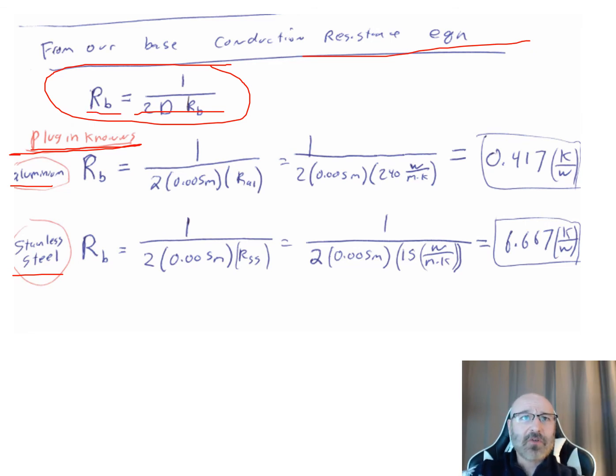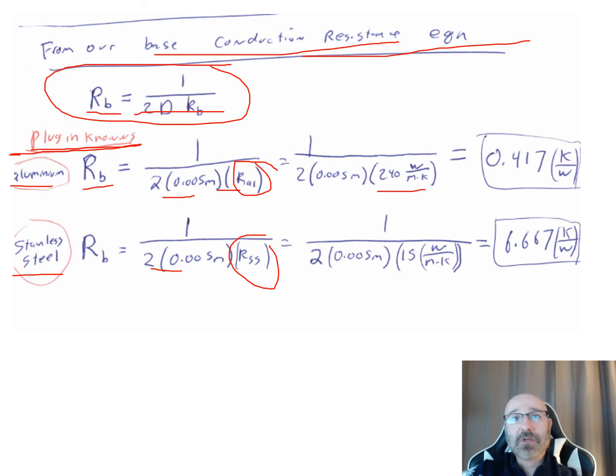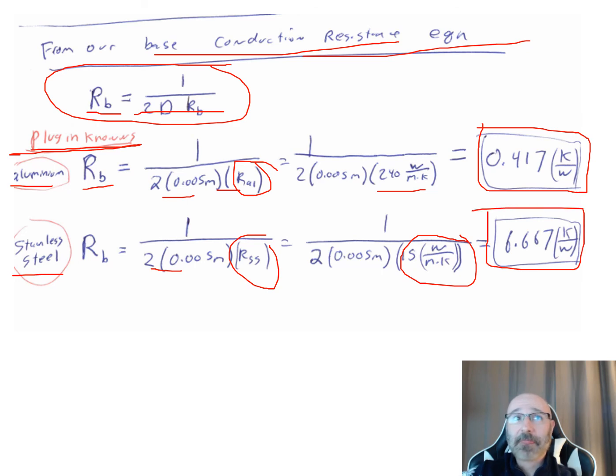So there's our general governing equation for base conduction. R sub B is equal to 1 over 2D times our K sub B. The 1 over 2D doesn't change between either of these, but my K value does change. For aluminum, it's 240 watts per meter Kelvin, and for stainless steel, it's 15 watts per meter Kelvin. So now we get an R sub B for aluminum of 0.417 K per W, and for stainless steel, it's 6.667 K per W.